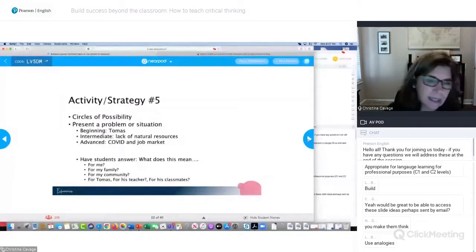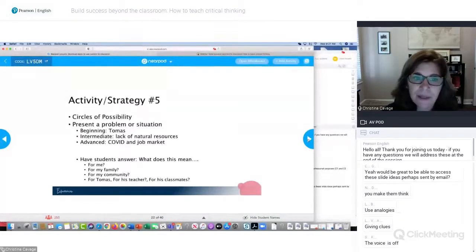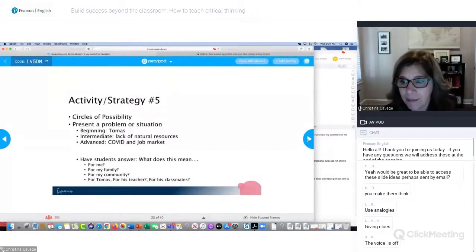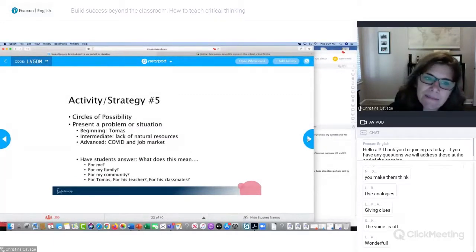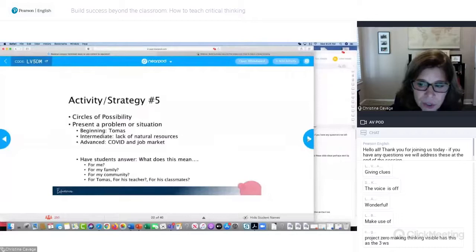Maybe at the intermediate level, I could have a problem related to the lack of natural resources. Or at the advanced level, maybe COVID and the job market. And again, lots of different things. You could have problems related to campus or the classroom or all kinds of things. Then I might have students work either individually at first and then put into groups.